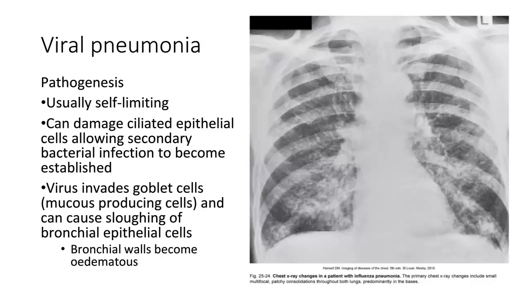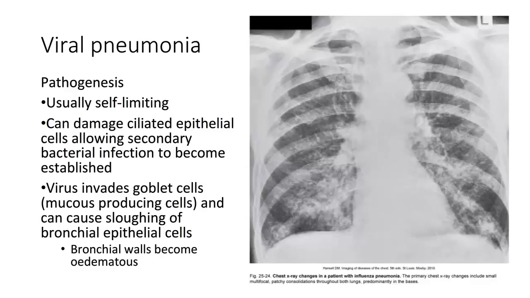The thing about the viral pneumonias is that the virus can damage the ciliated epithelial cells, which we noted in part 1, and because of that, our mucociliary escalator is not going to move the mucus up and out of the lungs as easily, and that means bacteria can get into the lungs and stay there and become established. So a viral infection in the lungs can lead to a secondary bacterial infection in the lungs.